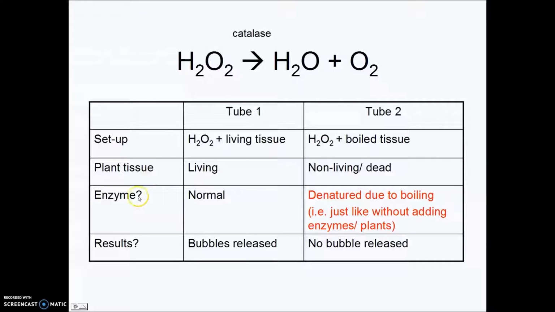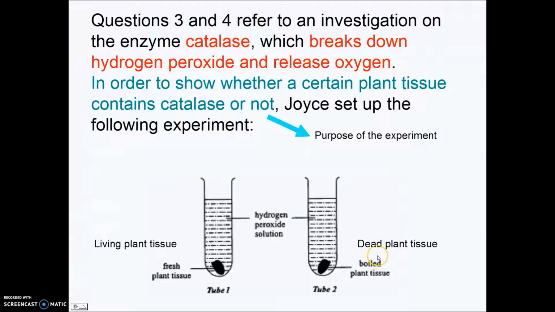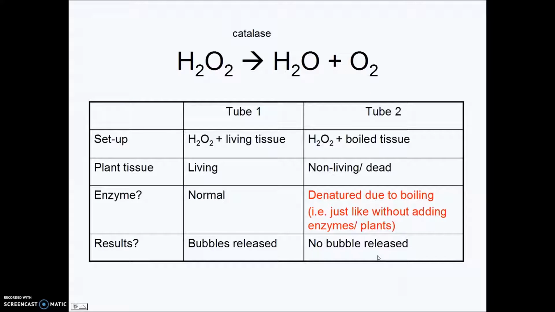So what we need to think about is the enzyme in the plant tissues. For test tube 1, it should be normal. And for test tube 2, probably even if there is enzyme in the tissues, the enzymes are denatured due to the boiling, due to the very high temperature. So in test tube 2, we did not add the enzymes and we did not add the plant tissue because it shows that it's dead. Okay, so just like add nothing into the test tube.